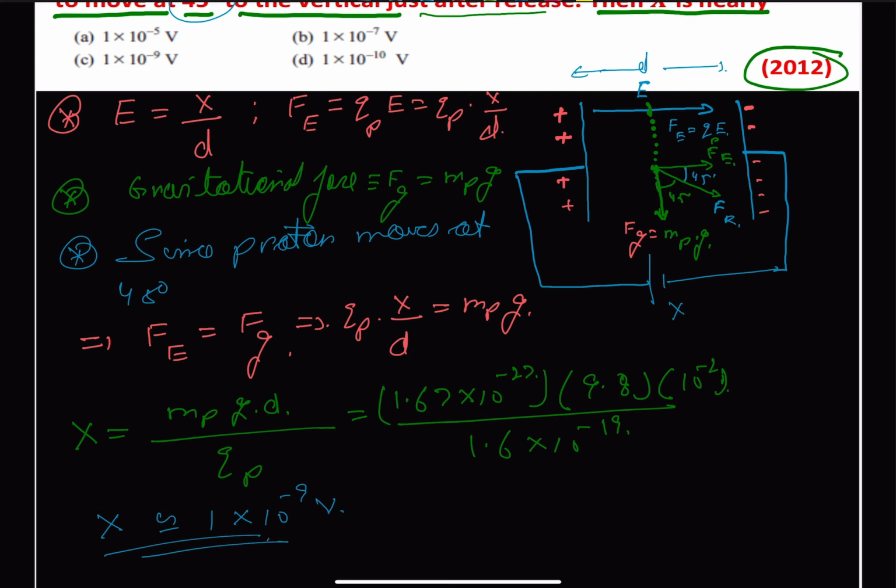So option number C is the correct one. Option C is correct.